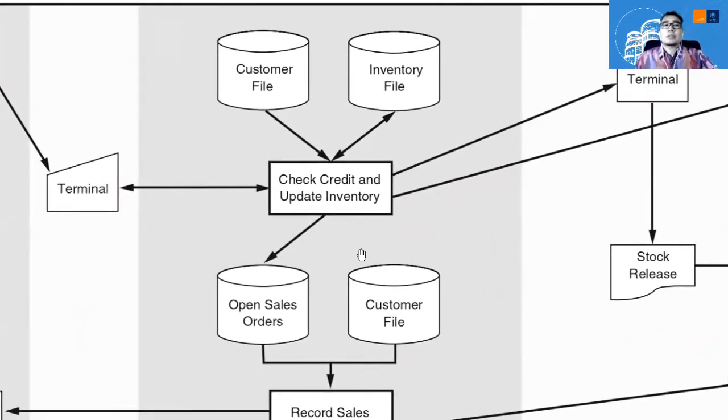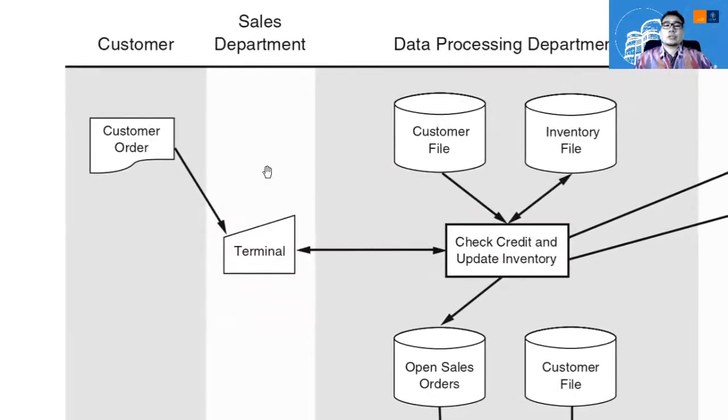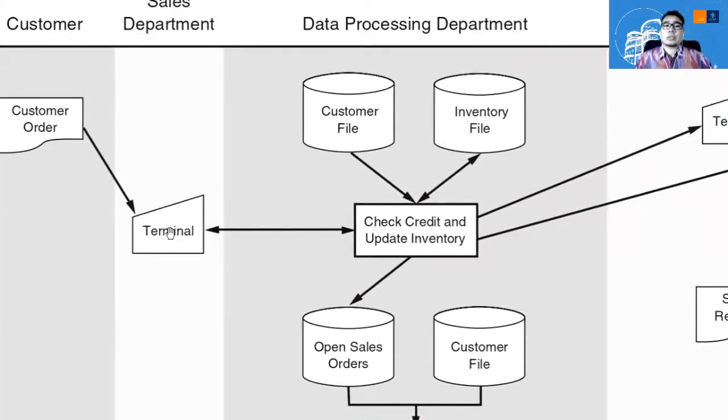From what we see here, when customers order, they directly input the order inside the system through the sales department, input it through a terminal, and it will directly check the customer's credit from the customer's file, whether the customer still has available credit or not, whether they can continue with the transaction or not.